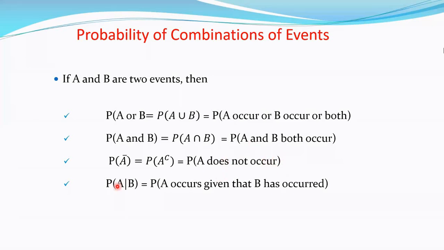Then there is another combination, A given B. Here, this event B has already occurred. If it has occurred, then what is the probability of A? That is a conditional probability. A little later we will learn about this one. So this is also one of the combinations of two events: the probability that A occurs given that B has occurred.